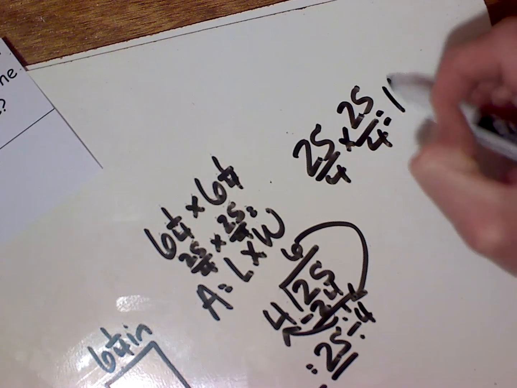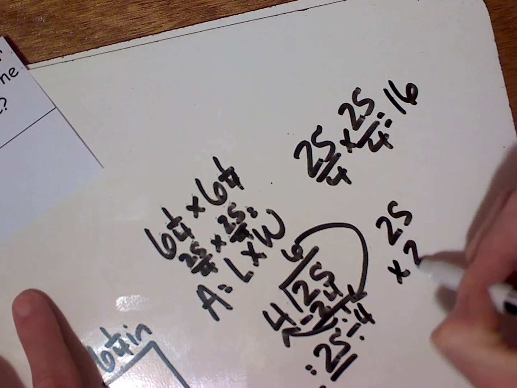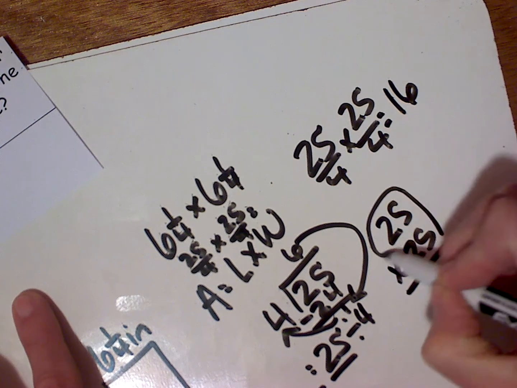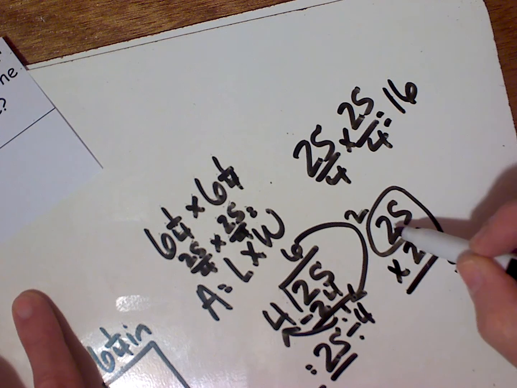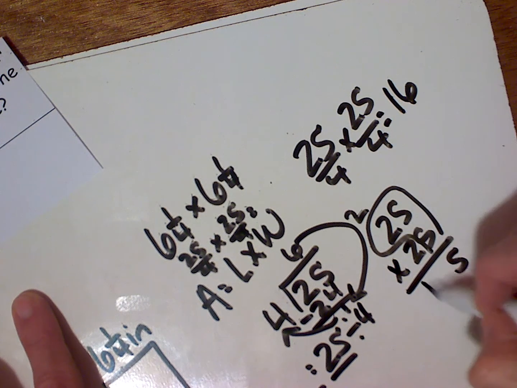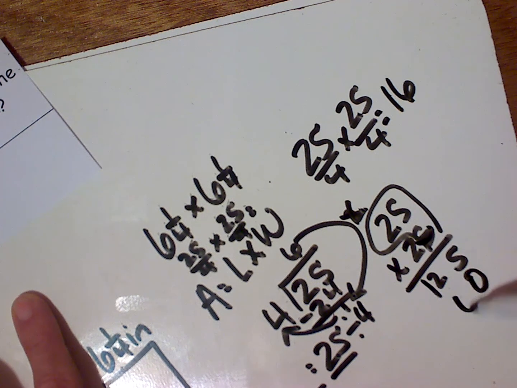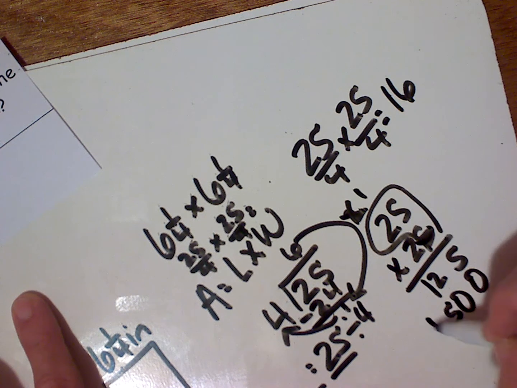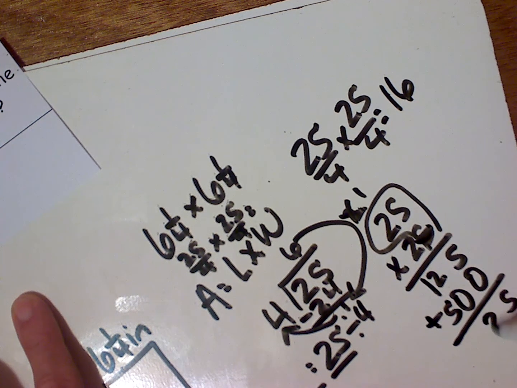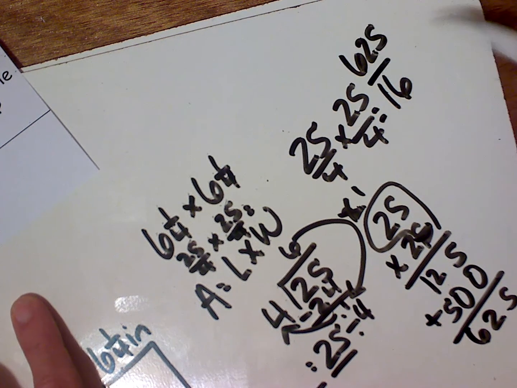And here we get 16. I'll work 25 times 25. Draw up my turtle head. 5 times 5, 25. Carry the 2. 5 times 2 is 10. Plus 2 is 12. Cross off carried numbers. Draw a collar. Lay a turtle egg. 2 times 5 is 10. Carry the 1. 2 times 2 is 4. Plus 1 is 5. Add them up, and I get 625 over 16.